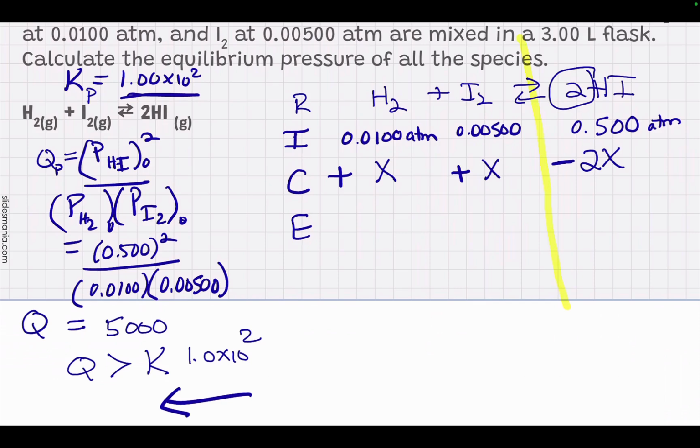So then my equilibrium values are going to be 0.01, 0.005. I'm just going to not worry about sig figs. Oops, sorry, these are plus x. And then it'll be 0.5 minus 2x.